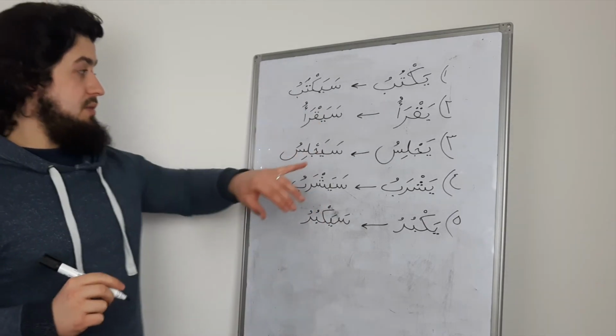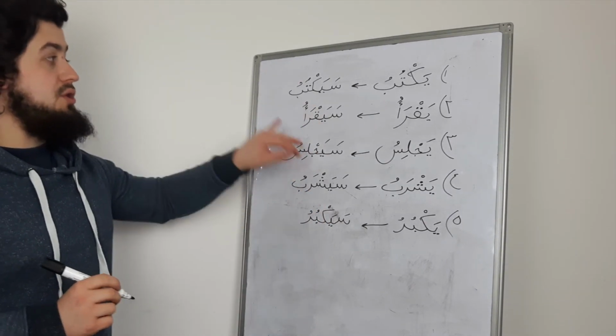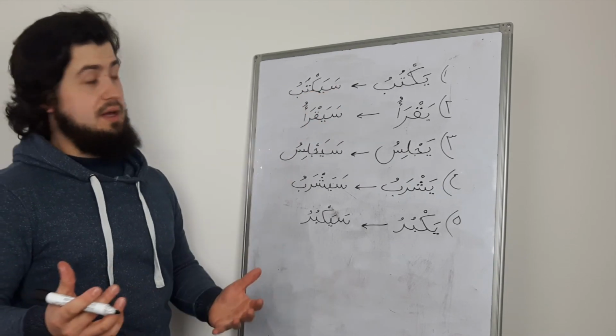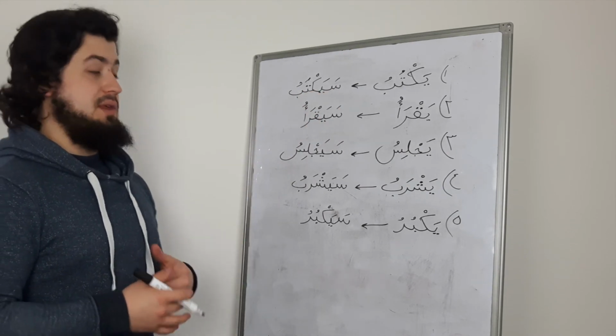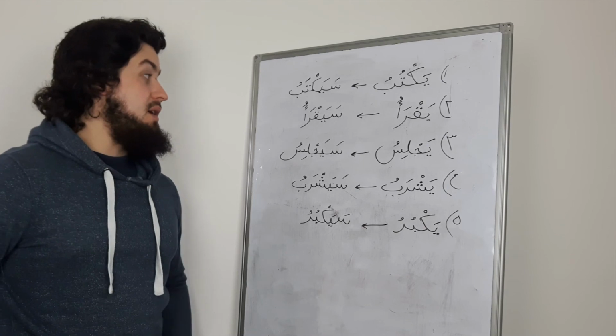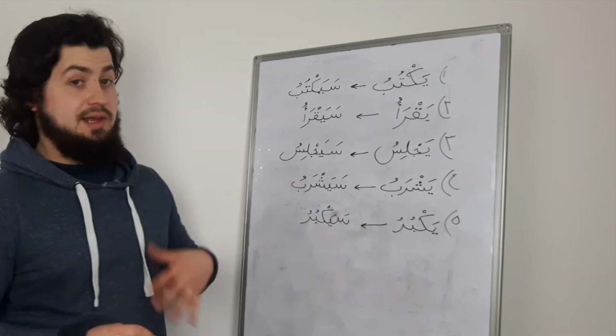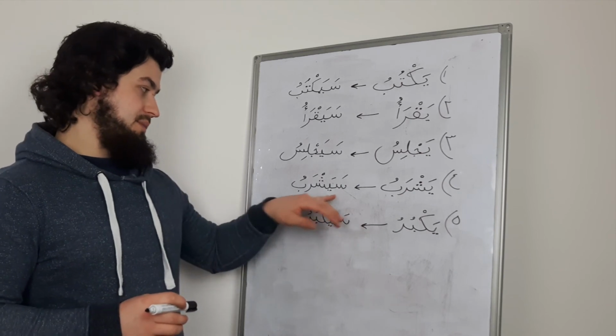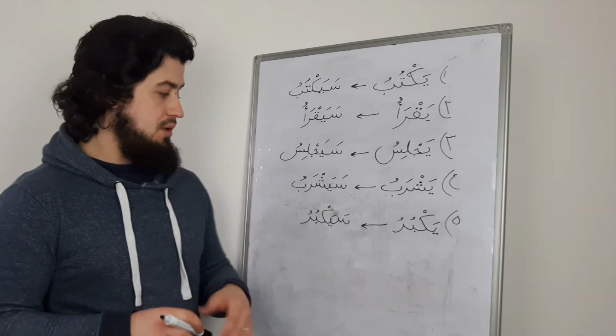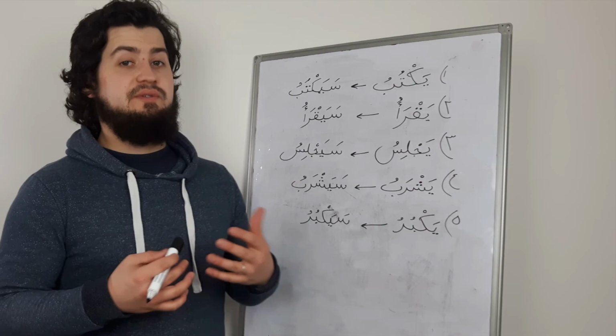So any of these in the future tense, you could just replace the sa at the beginning with sawfa. Rather than sayaktubu, it could be sawfa yaktubu. Sayaqra'u could be sawfa yaqra'u. Yajlisu could be sawfa yajlisu. Yashrabu could be sawfa yashrabu. And sayakburu could be sawfa yakburu.